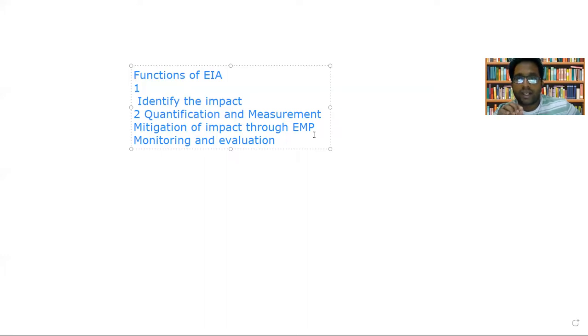In the third step, you have implemented the environment management plan. Okay, so with the implementation of the environment management plan, you can understand how much improvement has occurred if you are monitoring and evaluating the different aspects. Is it clear? So this is how the different functions of environment impact assessment can be explained. Okay, so that's it. So I hope you got an introduction, and you got an idea about the different functions of environment impact assessment.